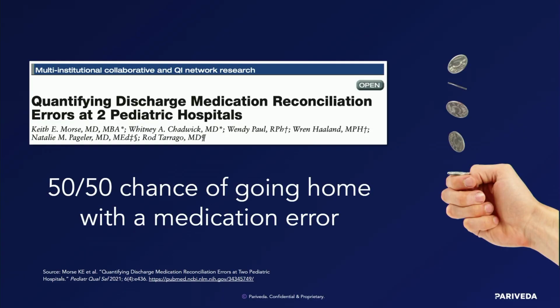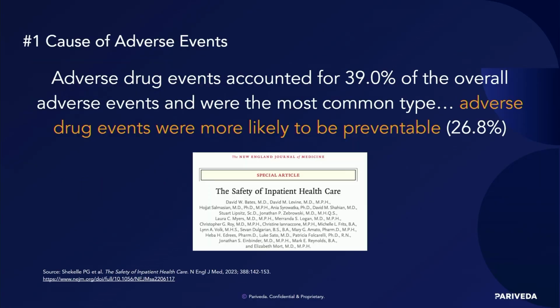This study across two pediatric hospitals found that it was 50%. I've seen other things as high as in the 60s or 70s. But it's essentially a coin flip if you have at least one error on your list. And there's a lot of impacts because of that. This other study showed that adverse drug events were the most common type of adverse event, so a huge patient safety issue, right? And adverse drug events were among the most preventable.